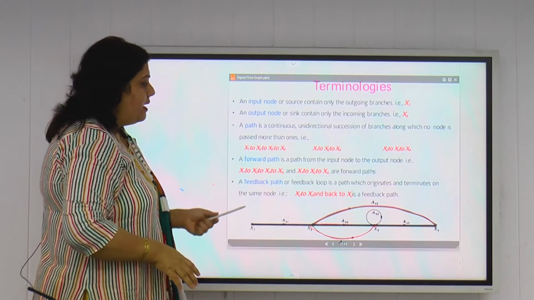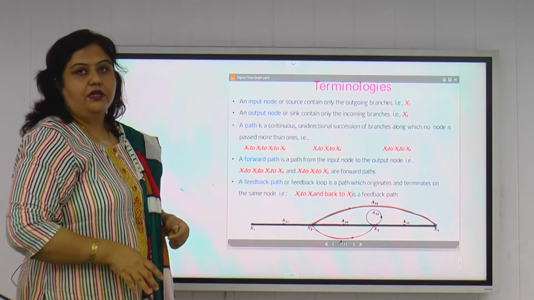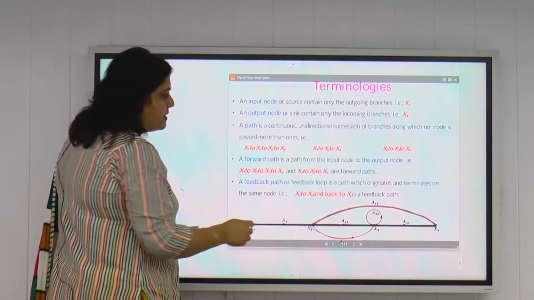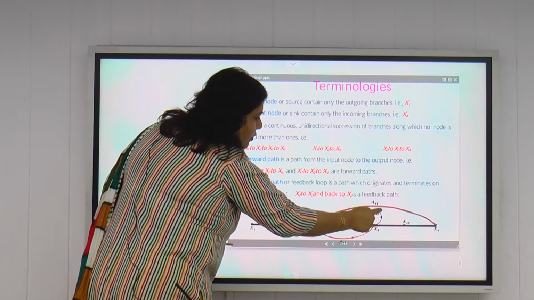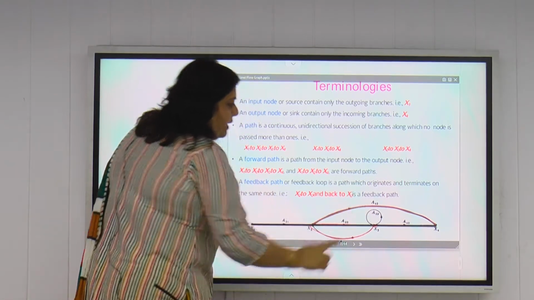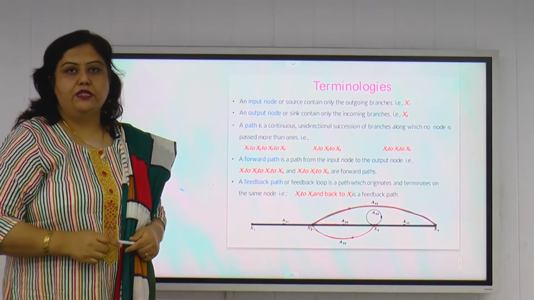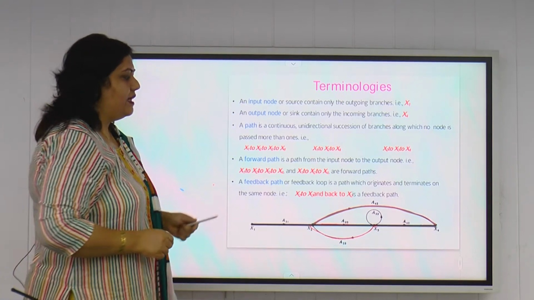This is the only such loop shown in the signal flow graph. Another loop is there. We start from x3, we go through a33 and come back to x3, but this is known as a self loop. This is also a loop, but it is known as a self loop.